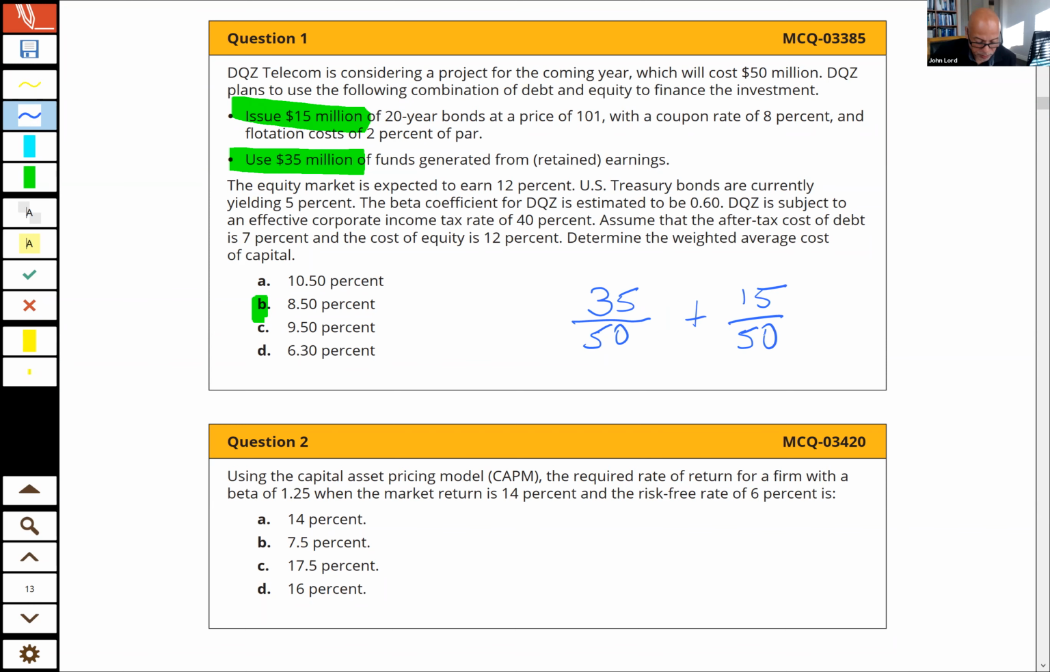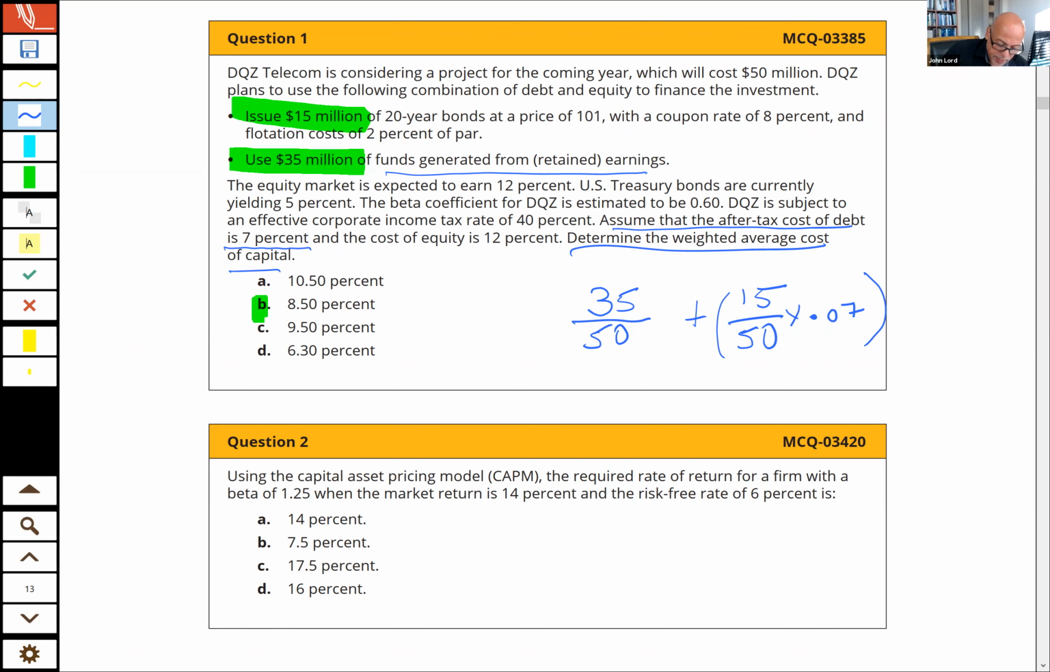Okay, so I know I've got that part that I'm going to use to determine the weighted average cost of capital. But now I've got to get the returns on these. So I start looking at this and they tell me right out that the average cost of debt is 7%. So I don't have to do any after-tax calculations. I know that I'll be able to just multiply that 15/50th by the 0.07. But now I've got to get the cost of the funds generated from retained earnings. And even though they don't call out the CAPM model, they are giving me all the tools that I need to use the CAPM.